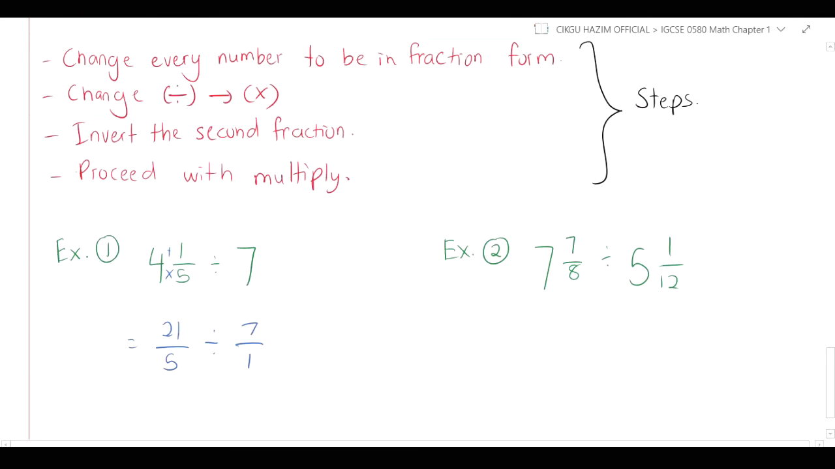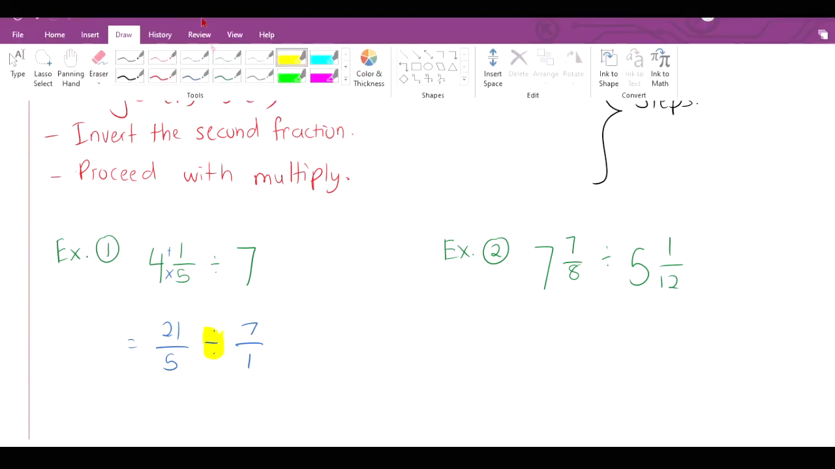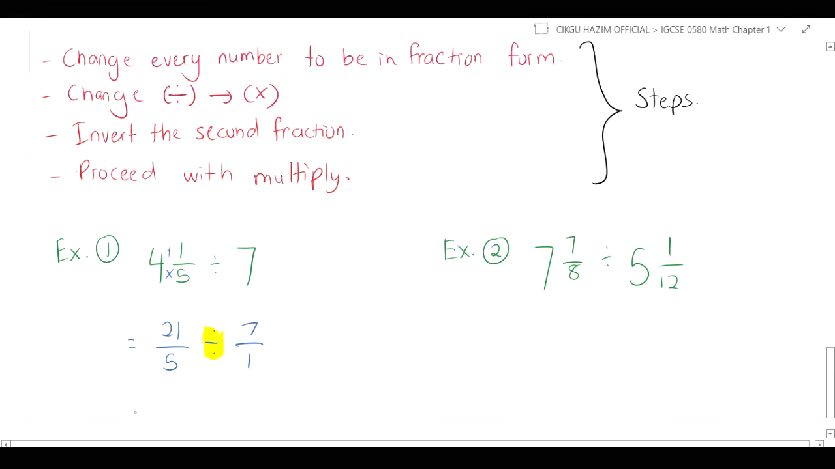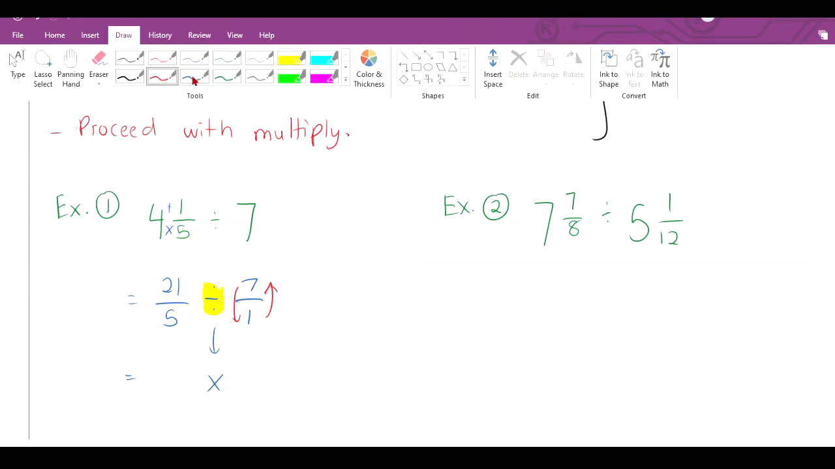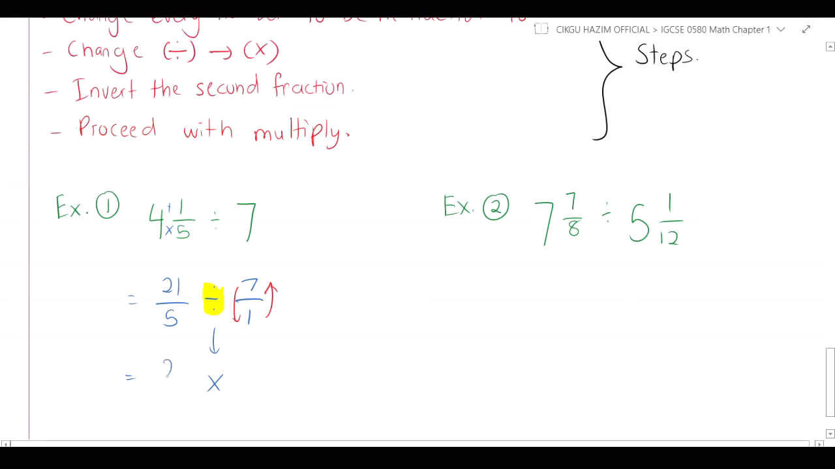After that, change divide into multiply. This divide here, change it to multiply. And then invert the second fraction. Where is the second fraction? The second fraction is the right fraction. Invert it: this one goes up, this one goes down. On the left fraction, do we do anything about it? No, we don't do anything about it. So 21 over 5 multiplied by 1 over 7. Then we proceed with multiply.